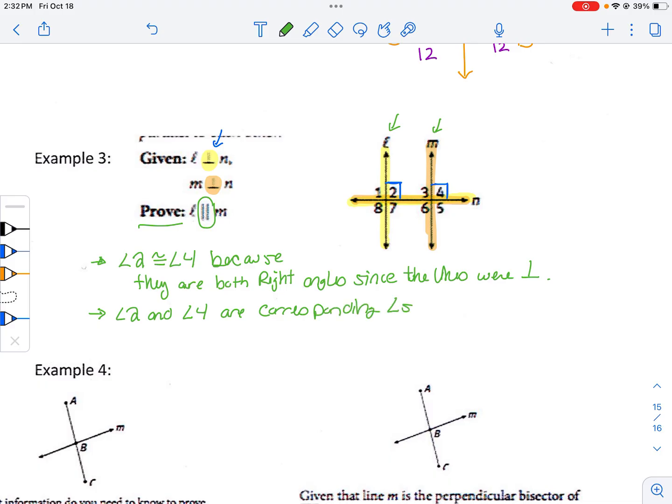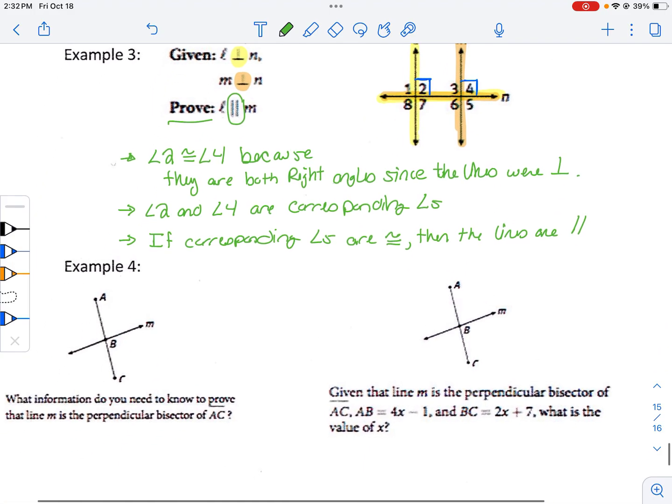Corresponding angles means that they're in the same position, but on these two different lines, okay? We also know that if corresponding angles are congruent, then the lines are parallel. So because angle 2 and 4 were congruent and because angles 2 and 4 are corresponding, we can prove that the lines are parallel. Okay, so it's just kind of giving some reasons for why.